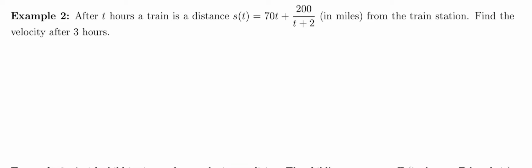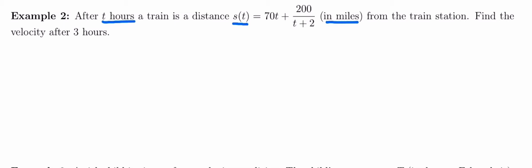So in this problem, we have a train that is going a distance of s of t. Remember, s is position, and its position is in miles from the train station, and its time is in hours. So tell me how many hours ago the train left. We can tell you how many miles away it is. We want to find the velocity after 3 hours.